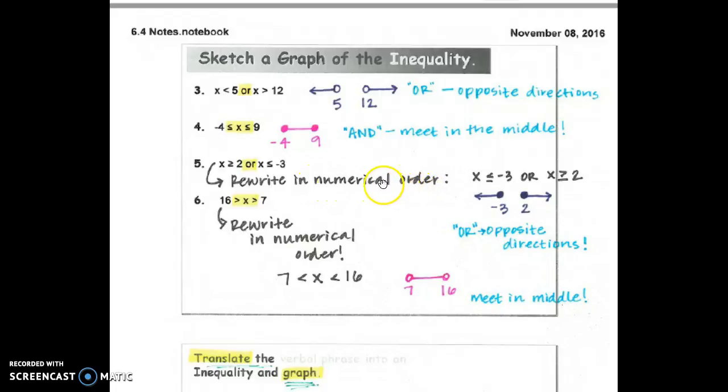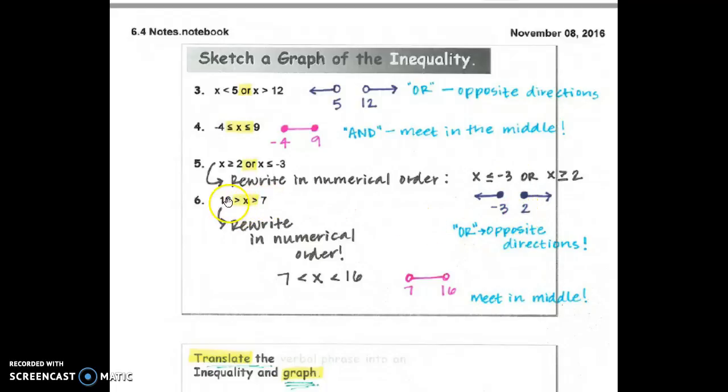If you do that, it's going to make your job so much easier. So I just rewrote it where x is less than or equal to -3, kept the sign the same, or x is greater than or equal to 2. Since it's an or statement, your graph is going to go in opposite directions. Closed circle at -3 going left, or x could be a closed circle at 2 going to the right. So again, very important that you rewrite it in numerical order, then your graphs almost match perfectly.